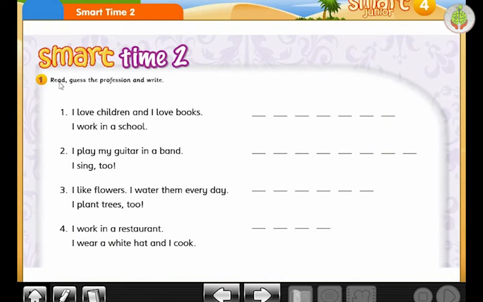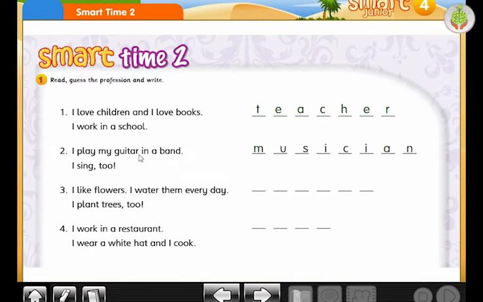Here we have read, guess the profession, and write. So, we have to guess. Number 1, I love children and I love books. I work in a school. So, who am I? I'm a teacher. Very good. Now, number 2. I play my guitar in a band. I sing, too. So, what's his job? He's a musician. Very good.